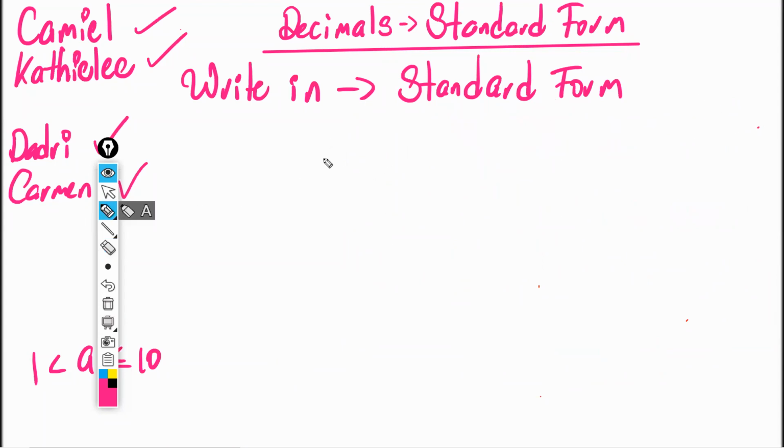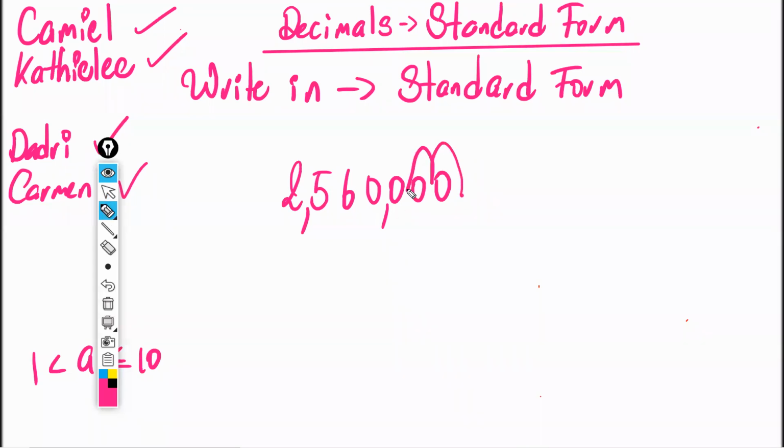The first way was when you have a big number, 2,560,000. So this is the first way, guys. If you have a big number, you move the point 1, 2, 3, 4, 5, 6 places to the left, right? And you end up with 2.56 times 10 to the 6.